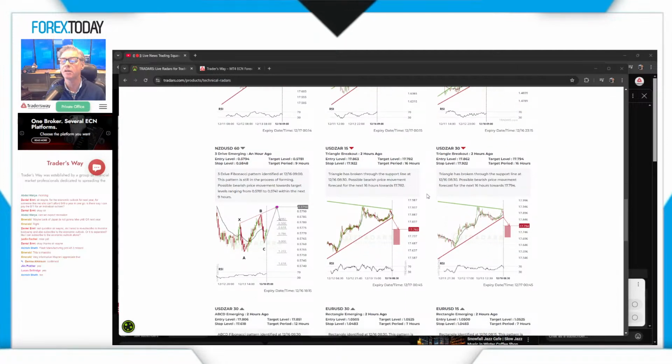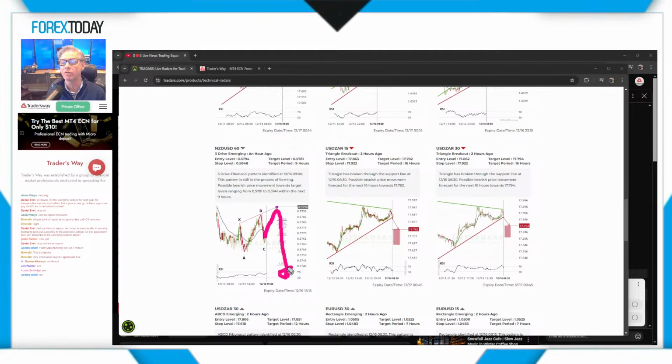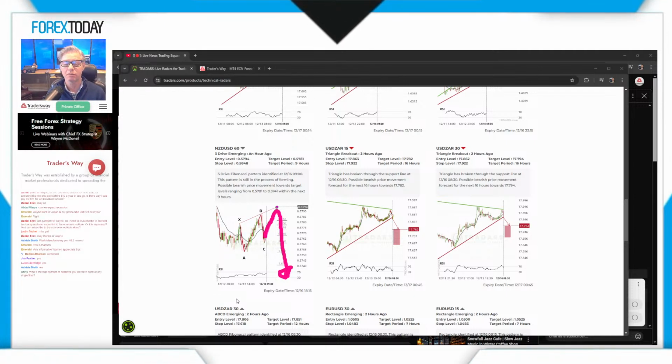Fine. What does this say? Kiwi dollar down. Did you know that? A 3 drive emerging? Yeah. So it could have a good day and then we take it down. The way that I've taught you this is that it's not a 1 hour chart.